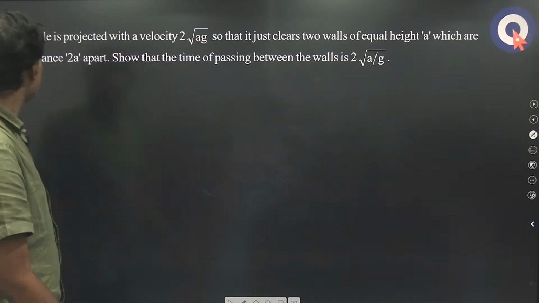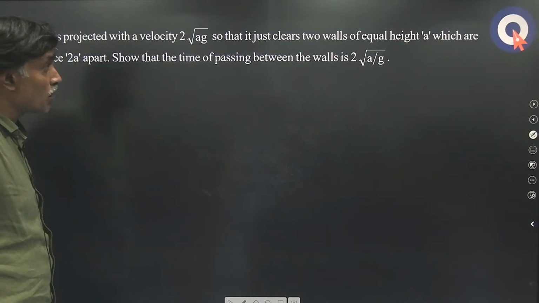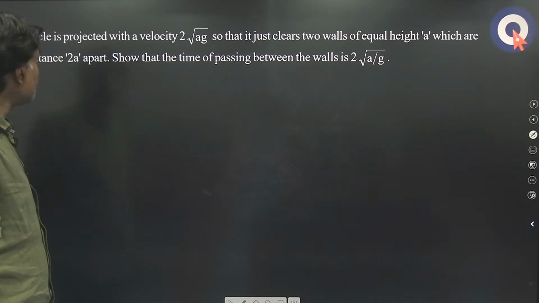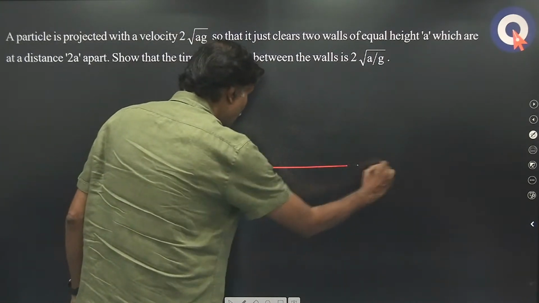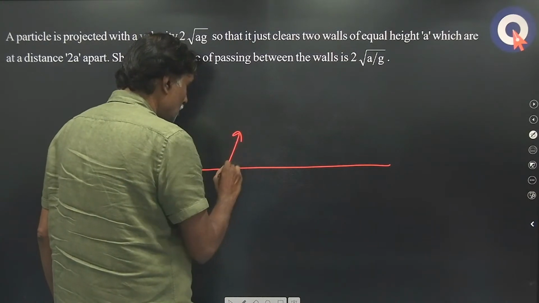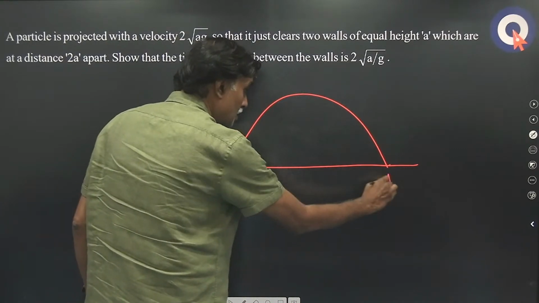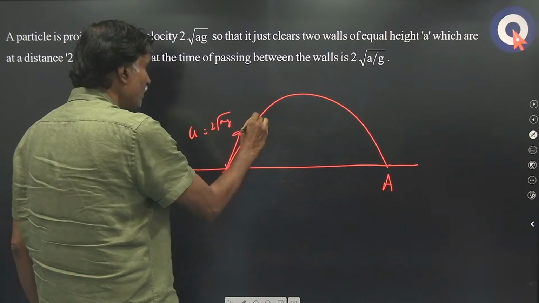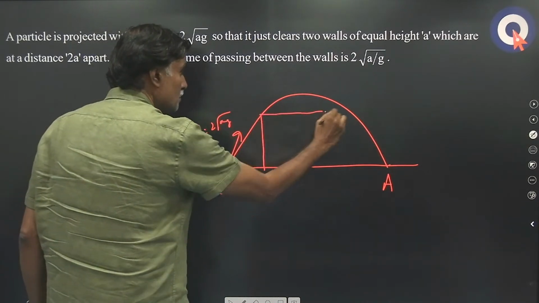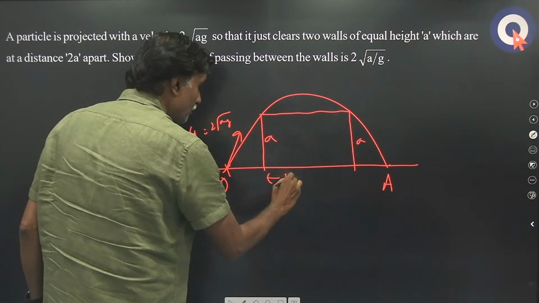Next, a particle is projected with a velocity of 2 root ag so that it just clears two walls of equal height a, which are at a distance 2a apart. Show that the time of passing between the walls is 2 root a by g. A particle is projected from ground, then it follows a path like this and comes here. This is O, this is A, let us say. With what velocity? U is equal to 2 root ag. In between it crosses two walls, each of height a, but separation between the two walls is 2a.